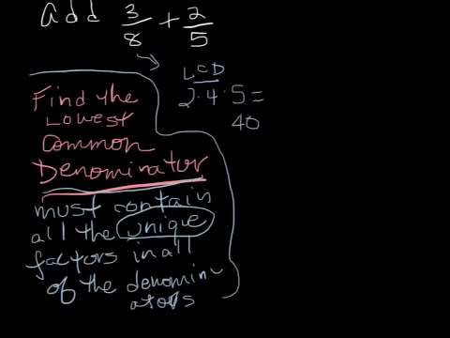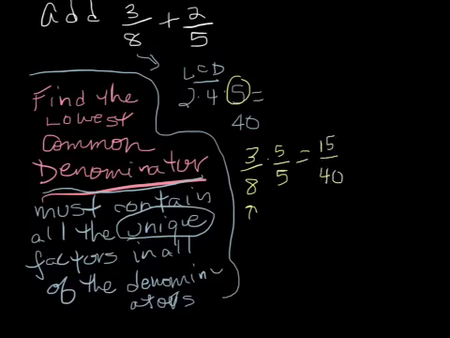So now what I need to do is to multiply each of the fractions I'm adding by the factors in the lowest common denominator that it doesn't have. So for example, 8 does not have the factor 5, so I'm going to multiply 3/8 by 5 over 5, which is just another representation of 1, so it doesn't change the value of my fraction. And that will give me 15 over 40.